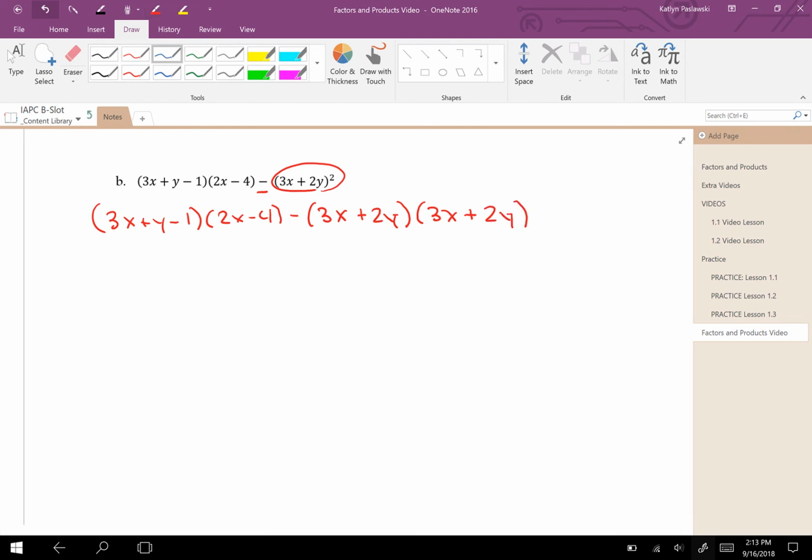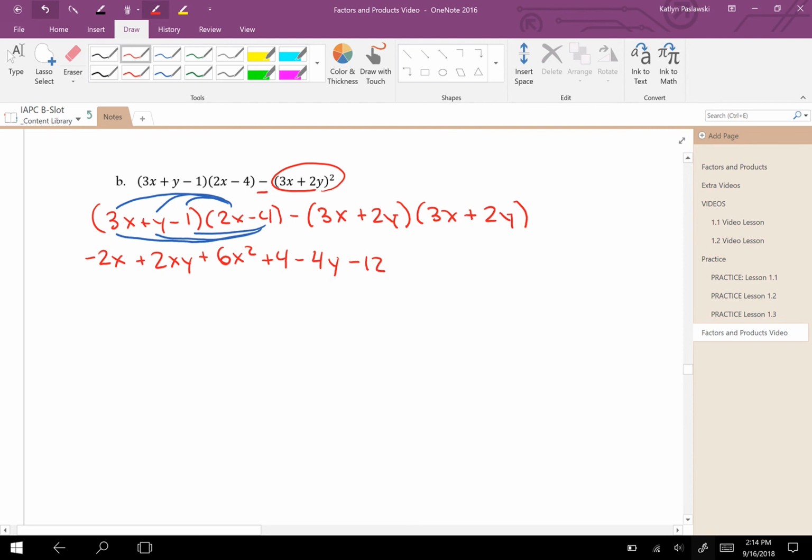I'm going to first start by multiplying this binomial by the trinomial. So I'm going to start with 2 and multiply through. So I have 2x multiplied by negative 1 is negative 2x plus 2xy plus 6x squared, and multiplying the 4 would give us positive 4 subtract 4y minus 12.